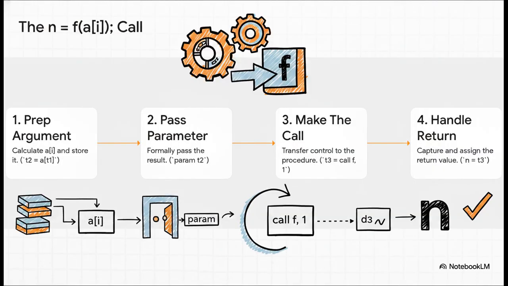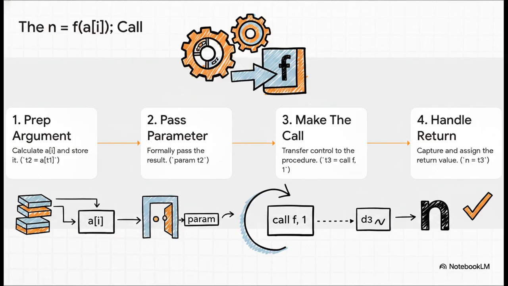This slide just lays it all out beautifully. Let's walk through the call n equals f of a[i]. So, step 1, the caller has to prepare the argument. It figures out the memory address for a[i] and puts its value into a temporary variable, let's call it t2. Step 2, it formally says, hey, this t2 is a parameter for the call I'm about to make, using a param instruction.